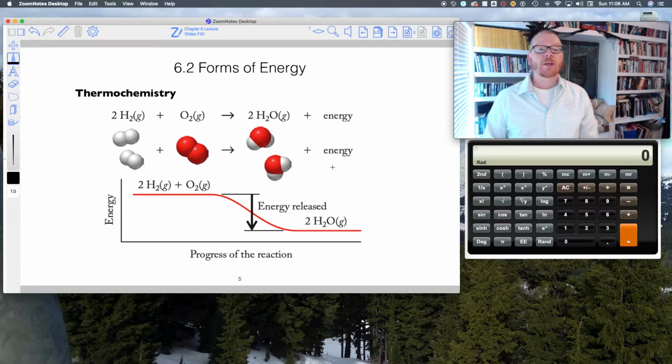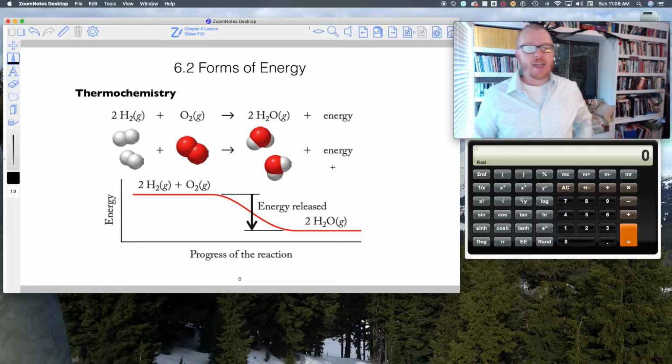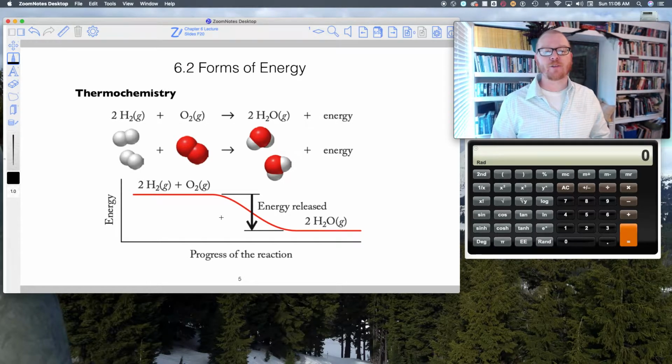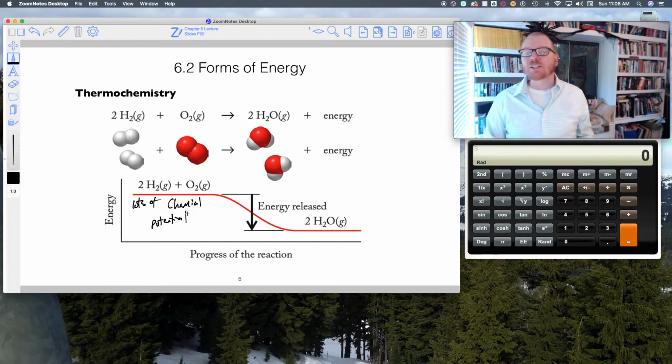So moving along. So another form of energy, thermochemistry. Okay? And so now, if you notice my diagram here, this looks a lot like the skiers. So there's lots of chemical potential with a mixture of hydrogen and oxygen. So think about this, right? A mixture of hydrogen and oxygen is explosive. You just need a tiny little spark to make those things explode.